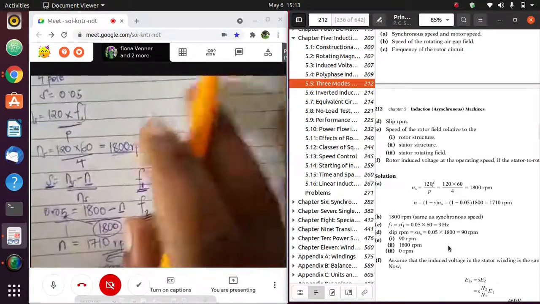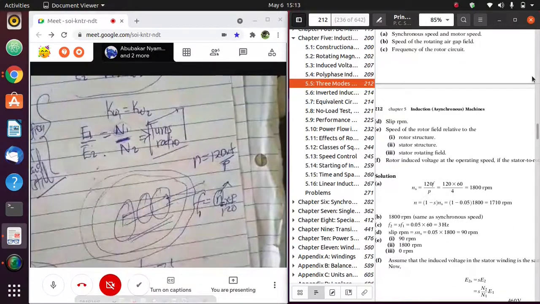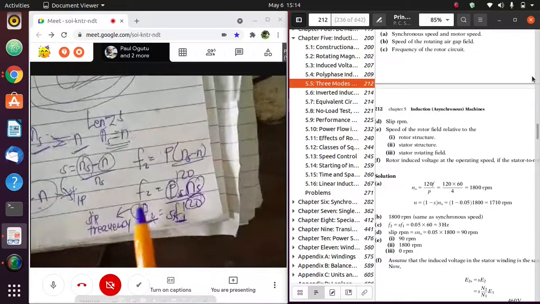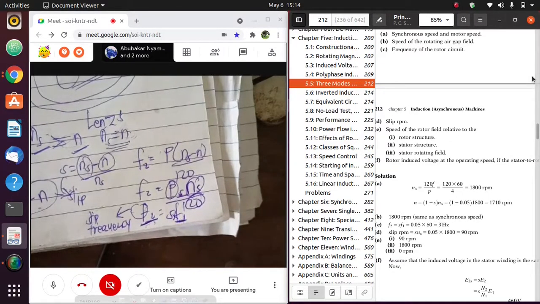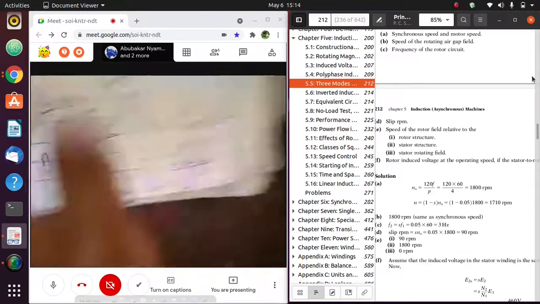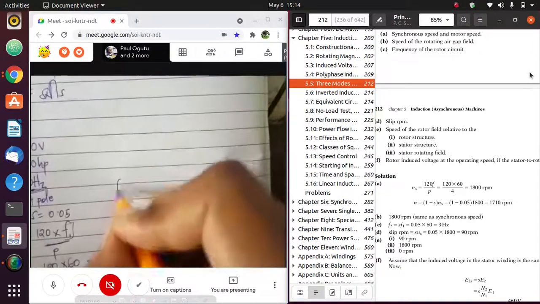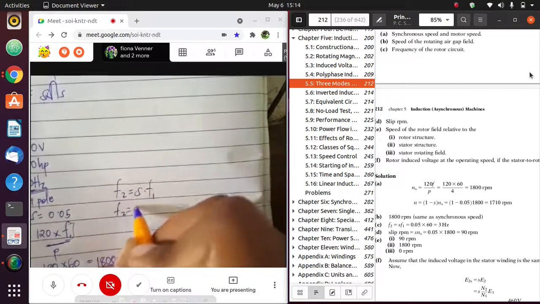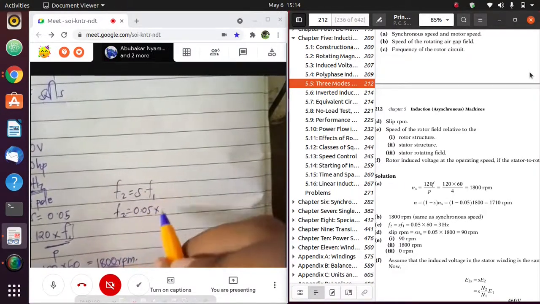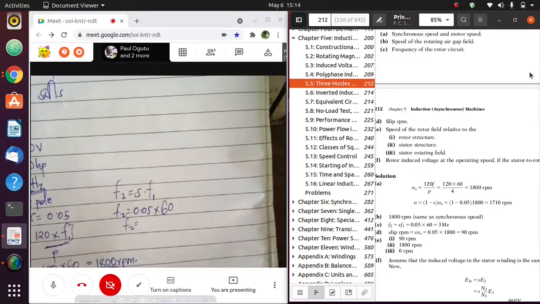We have written a formula for frequency. Where is it? The frequency induced in the rotor circuit when it is rotating will be the slip times the stator frequency. And the slip in this case was 0.05 times the stator frequency, which was 60 hertz. Therefore, what will the rotor frequency be?